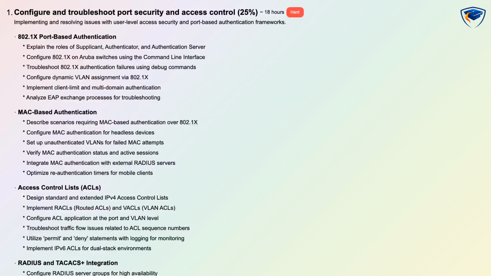The first domain is Configure and Troubleshoot Port Security and Access Control, weighted at 25%, marked hard. With an estimated 18 hours of study and scenario-based assessment, you will learn 802.1X port-based authentication, including the roles of supplicant, authenticator, and authentication server, and how to configure 802.1X on Aruba switches from the CLI. The domain also covers MAC-based authentication for headless devices, dynamic VLAN assignment, client limits, and how to troubleshoot the EAP exchanges and authentication failures using debug commands.